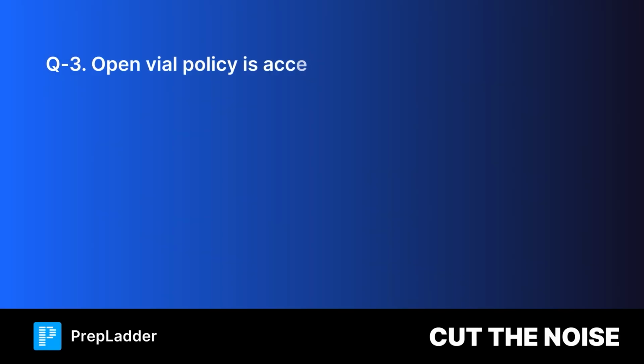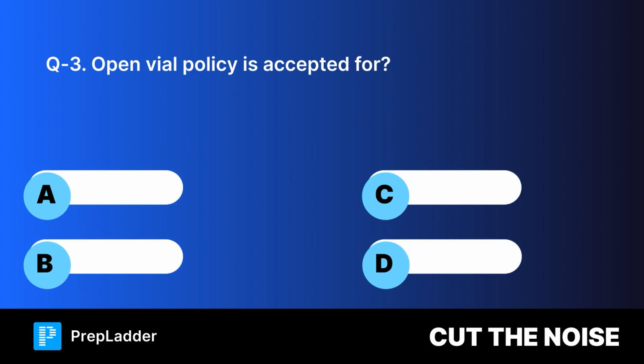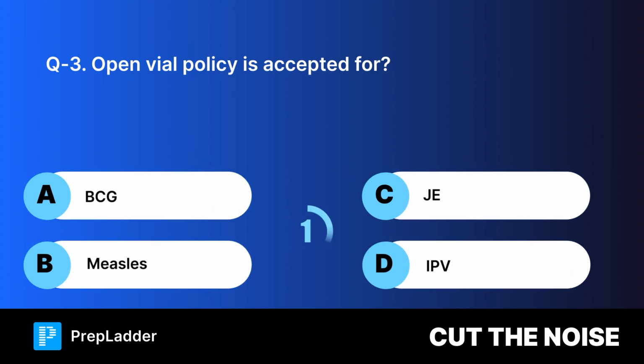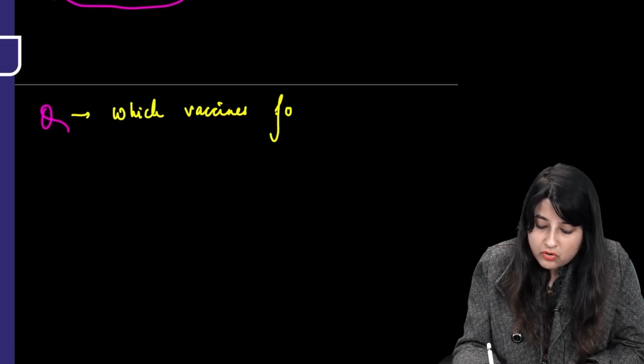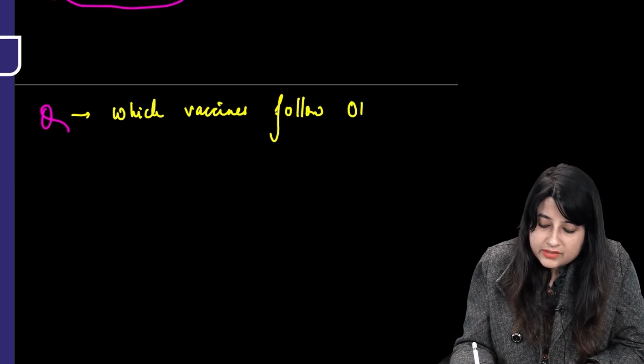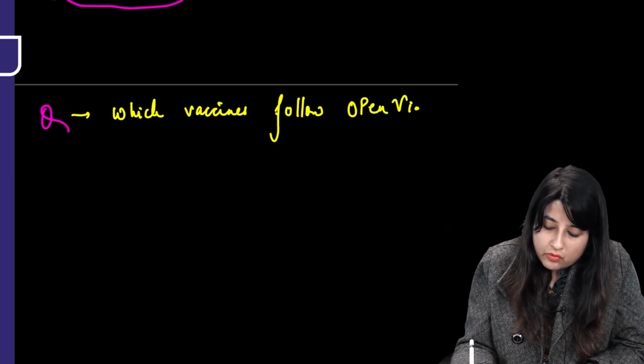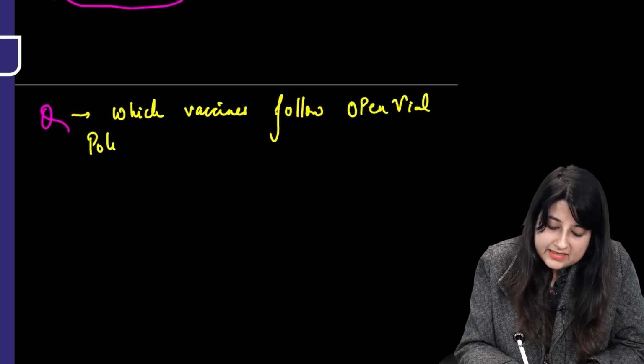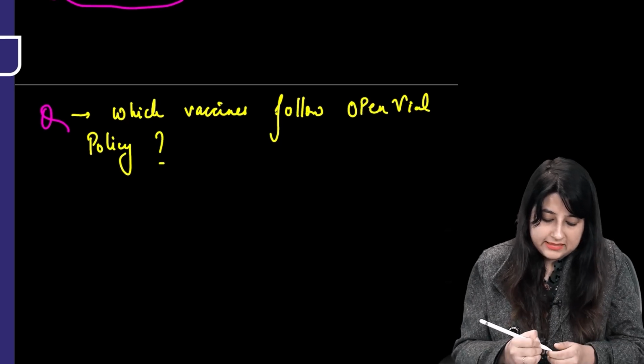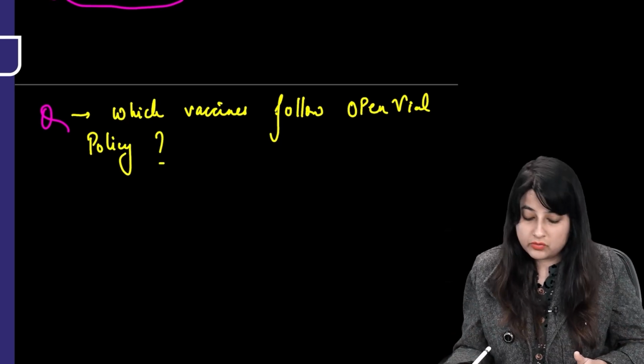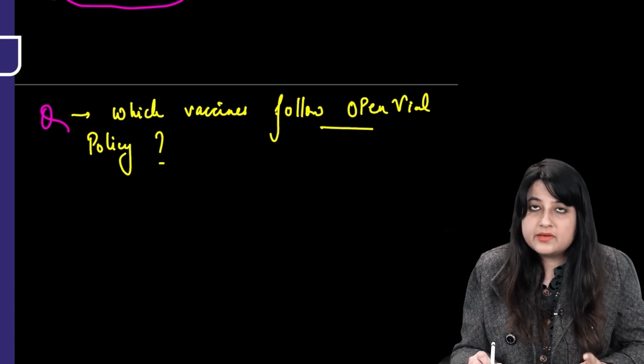Question 3. Open vial policy is accepted for, and the correct answer is IPV. Here's the explanation. Which vaccines follow open vial policy and which vaccines do not follow?